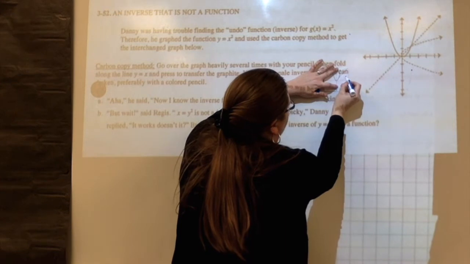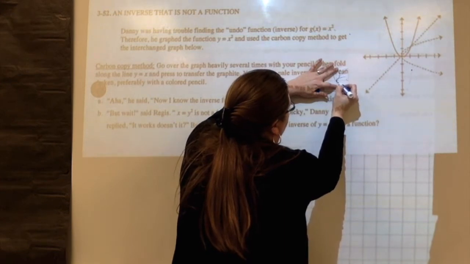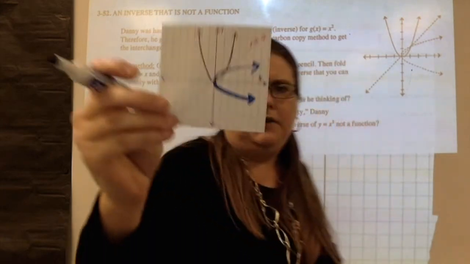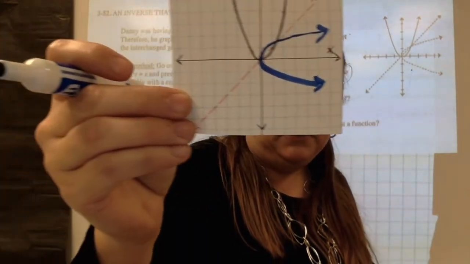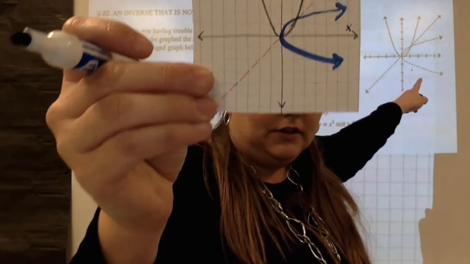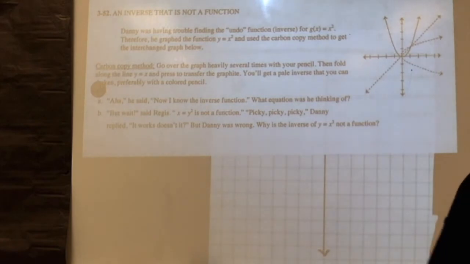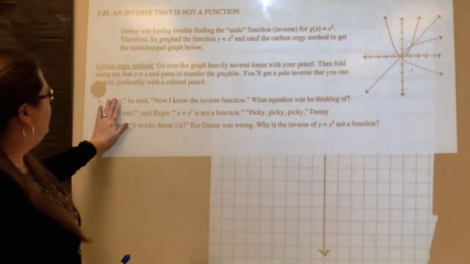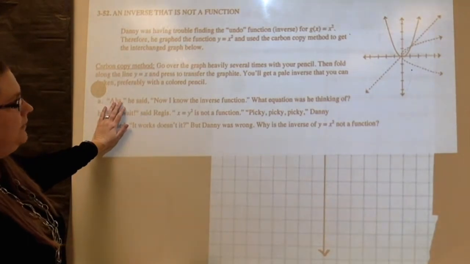The graphite image as it shows on the graph that I just used the carbon copy method. You can see that it is very similar to the one up on the lesson sheet. So you can try that with any example or any problem that you want to try the carbon copy method. It does work. All right, so he says, aha, now I know the inverse function.